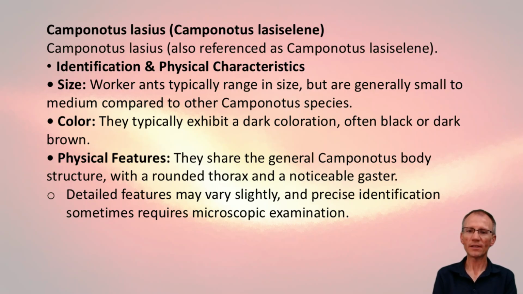Size. Worker ants typically range in size, but are generally small to medium compared to other Camponotus species. Color. They typically exhibit a dark coloration, often black or dark brown. Physical features. They share the general Camponotus body structure with a rounded thorax and a noticeable gaster. Detailed features may vary slightly, and precise identification sometimes requires microscopic examination.